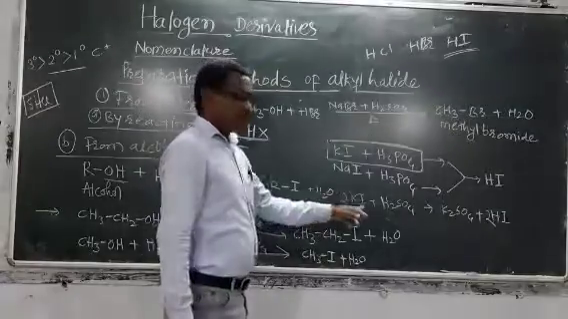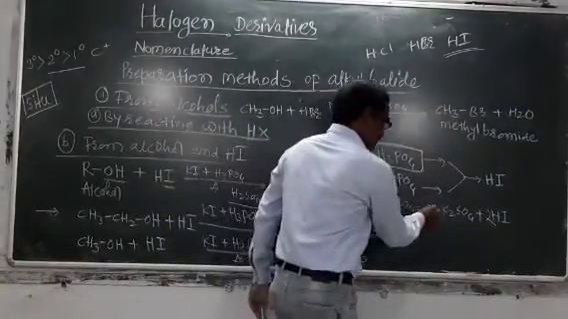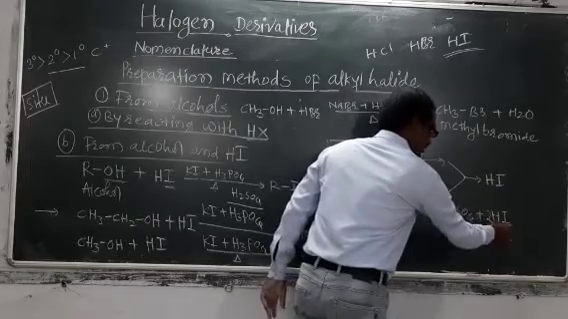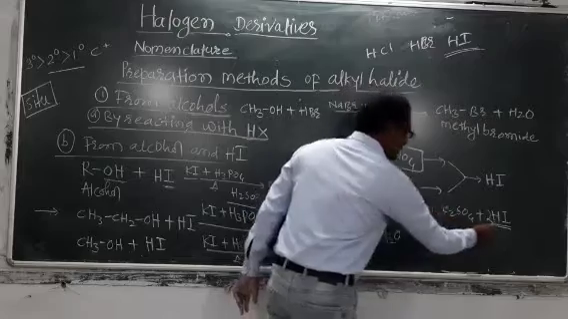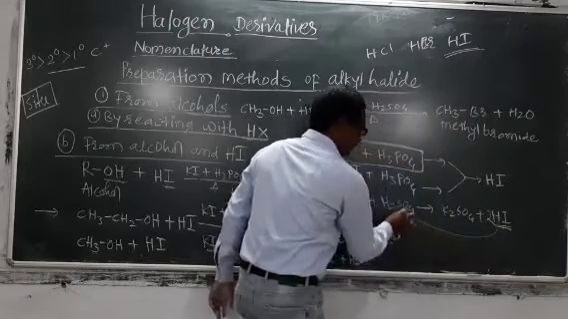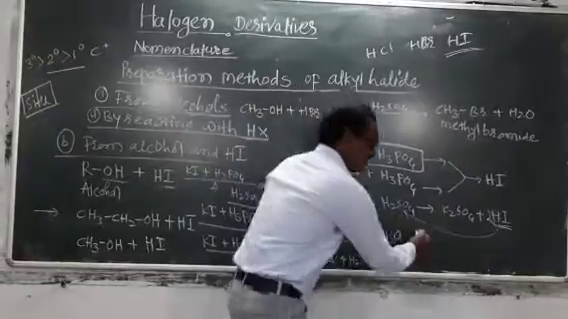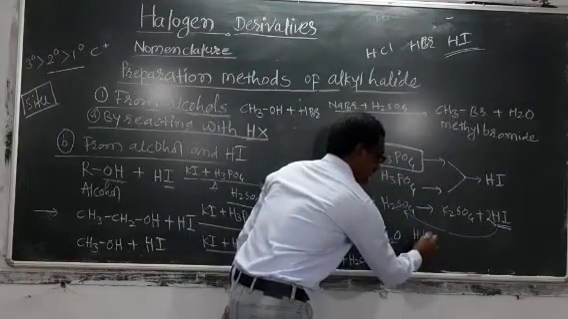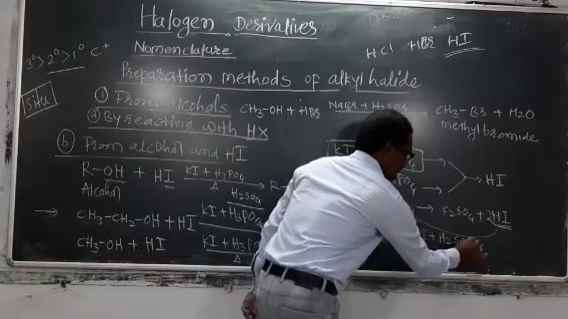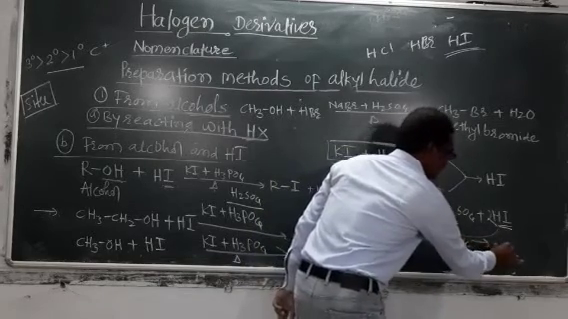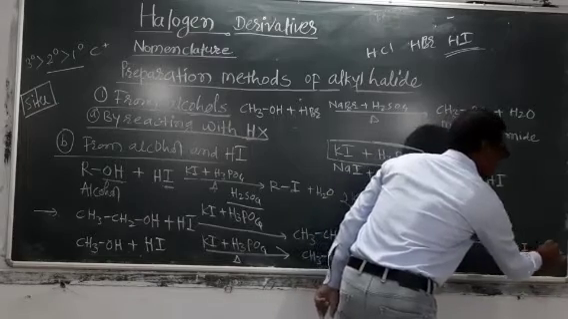What happens here? In this reaction, this HI is formed. This product again reacts with H2SO4. What reaction will occur here? HI will react with H2SO4 and it will give SO2 plus I2 plus H2O.